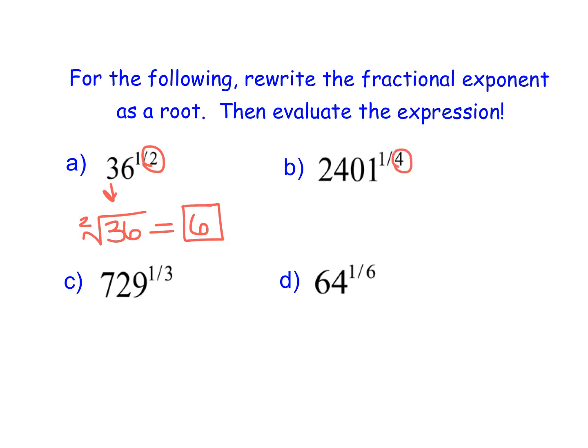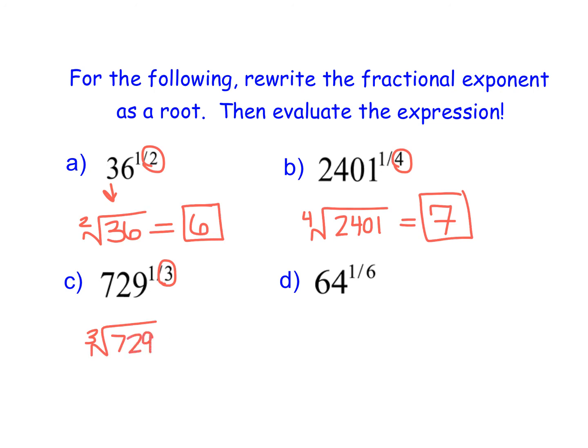This next one here, the fractional exponent has a denominator of 4. So I have the fourth root of 2401, which if I look down to my fourth power column, I notice that 7 to the power of 4 is 2401. So this would be 7. This next one here, again, 3 is in my denominator, so I have the third root of 729. So what to the power of 3 gives me 729? That would be 9 if I use my powers resource.